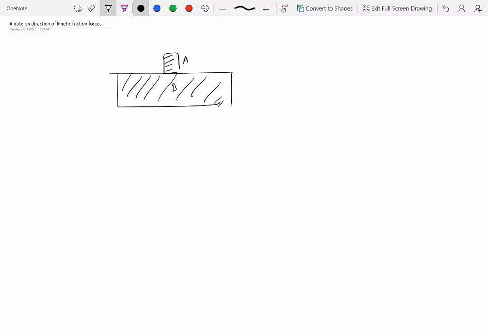And I tell you that object B is actually not moving. So the velocity of B is 0, while A is moving to the right. Let's say VA is equal to 5 meters per second. A is moving to the right with respect to B, and B is not moving. And I ask you, what is the direction of the kinetic friction force?